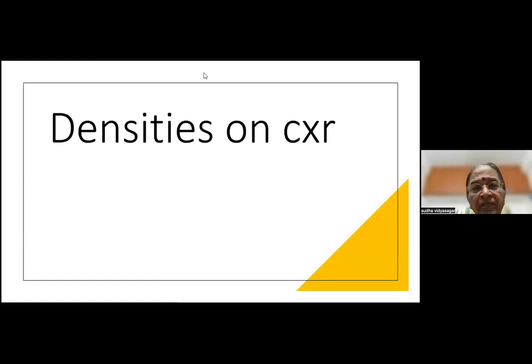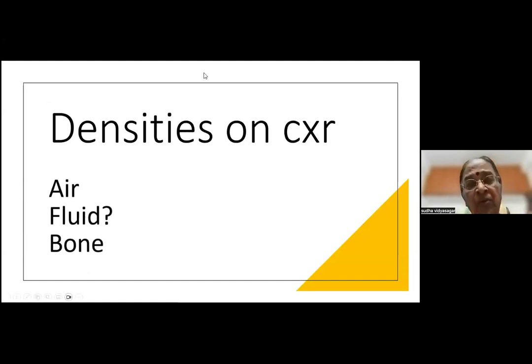Okay. There are 3 densities on the chest X-ray, and all of us know that. One is the air density, the second is the fluid density, the third is the bone density. Air, we all know. Air is the lung. It's translucent, so nothing you can see. It doesn't cast a shadow on anything. Remember, the X-ray is a shadow. Bone, we all know. Bone is the ribs, the clavicle, scapulae, they all cast shadows. They are dense. So the bone shadow is dense.